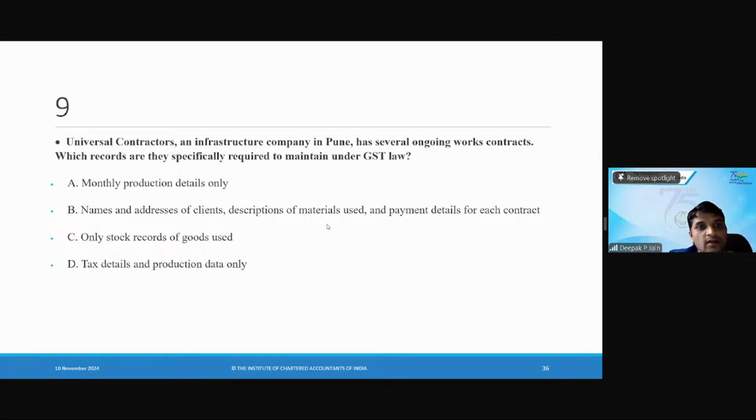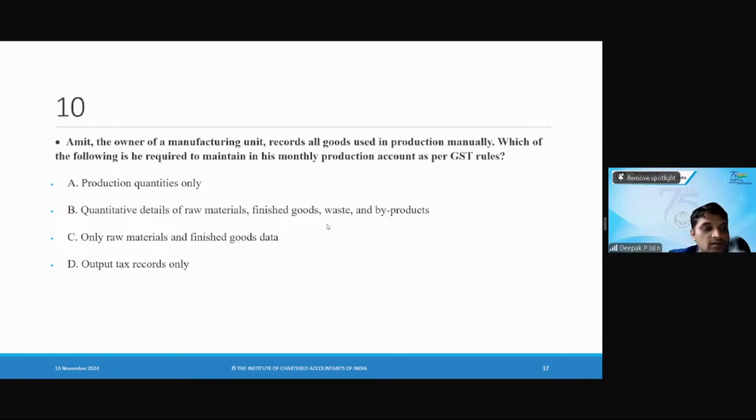Nine, yes. Infrastructure project company serving ongoing works contracts. Which records are they specifically required to maintain? Name and address of the clients. Yes. Description of material used and payment details for each contract. 9B is the correct answer. Right. 10th one.